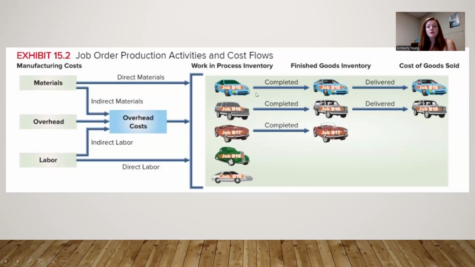As you can see, some of these are completed and they've moved to finished goods. And then 2 of those were actually delivered to the customer, and those move from the balance sheet to the income statement to cost of goods sold. Looks like job B17 is ready, but maybe they're not delivering it until next month. And then they're still working on job B18 and 19. So this is just a look at how the production is going for this job order costing system.